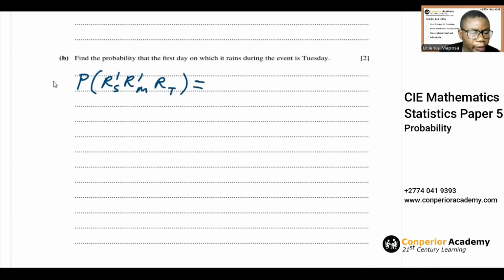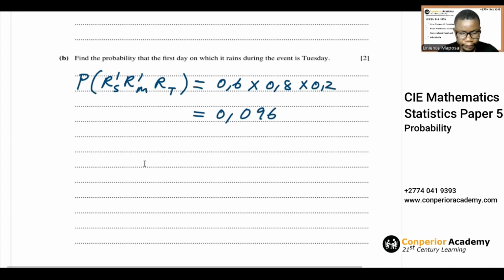So this is going to be the probability of it not raining on Sunday, which is 0.6. We just did that. Probability of not raining on Monday will be 0.8. Probability of it raining on Tuesday, given that it didn't rain yesterday on Monday, will be 0.2. You see? So I must just say 0.6 times 0.8 times 0.2 equal to, that gives me a probability of 0.096. Okay, so that's what I get.